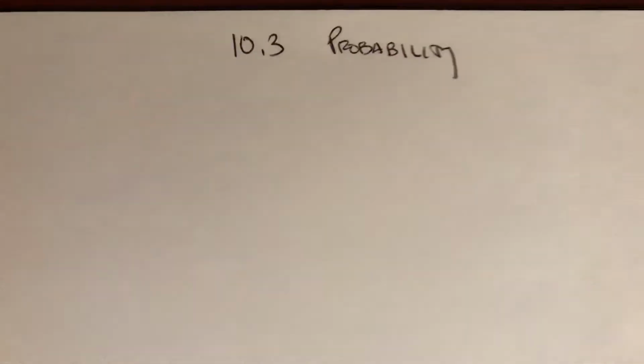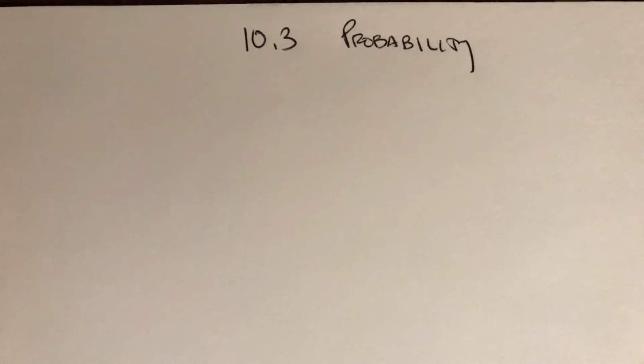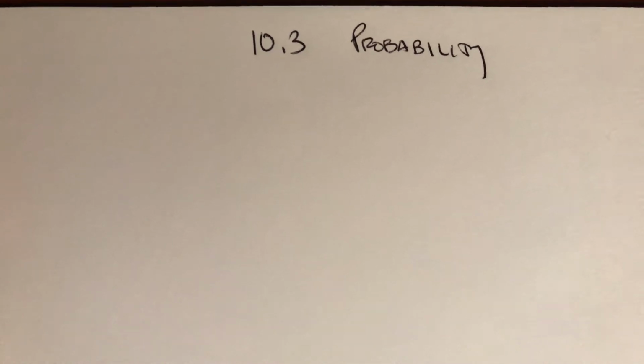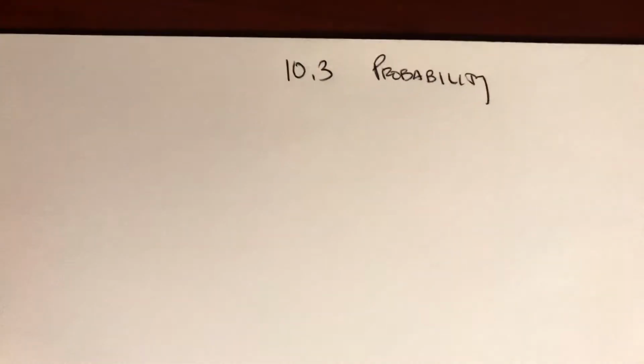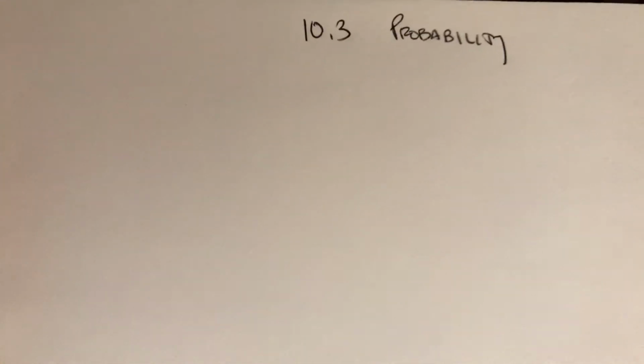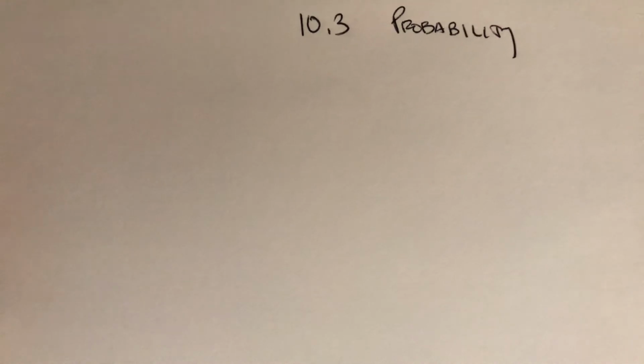Now, probabilities are often written as decimals, as percentages, and as fractions. Sometimes they are written as ratios, but that's extremely rare. So probability is the likelihood of an event to occur.